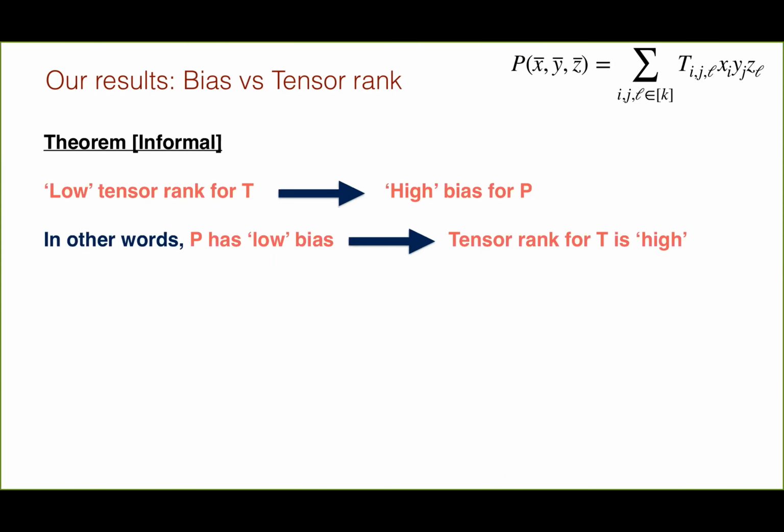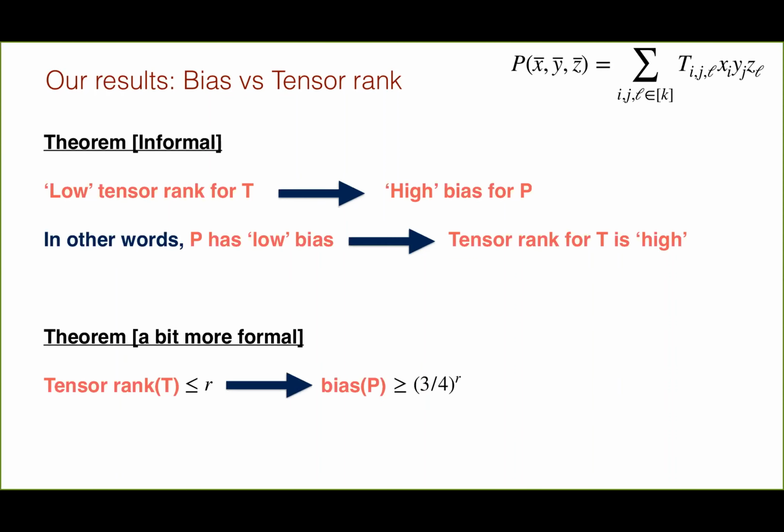All right, and why is this interesting? P having low bias is something that we know how to do. So we know how to construct explicit P which have very low bias, and this gives us a possible route to construct tensors T which have non-trivially high tensor rank. If I have to state it a bit formally, what we show is that if the tensor rank of T is at most R, then the bias of P must be at least 3/4 to the R.